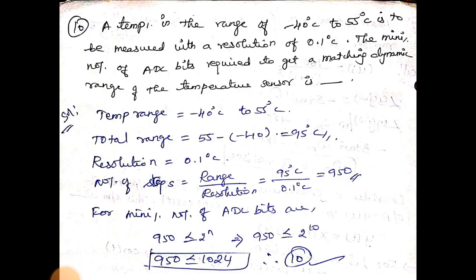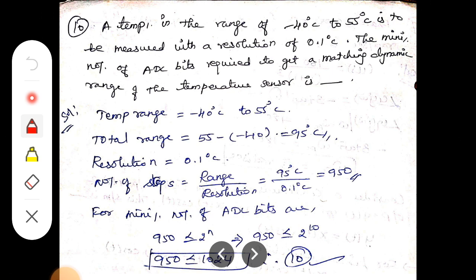First problem: a temperature in the range of -40 degrees to 55 degrees Celsius is to be measured with a resolution of 0.1 degree Celsius. The minimum number of ADC bits required to get a matching dynamic range of the temperature sensor is? So it asks for the number of bits.